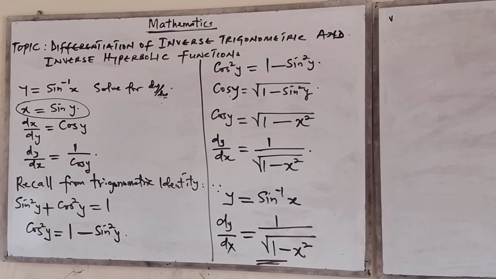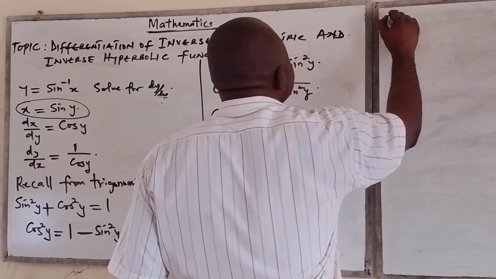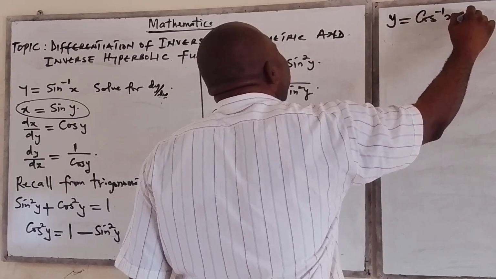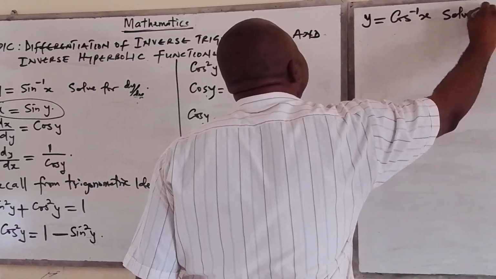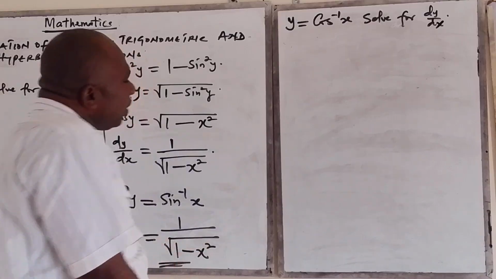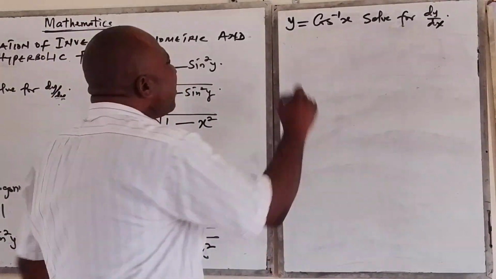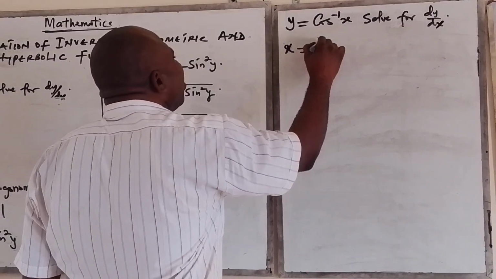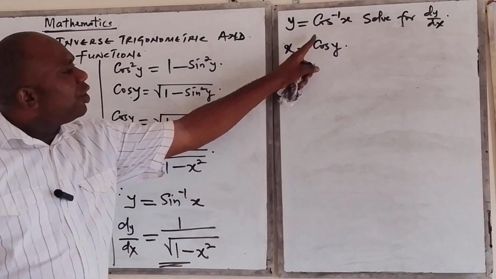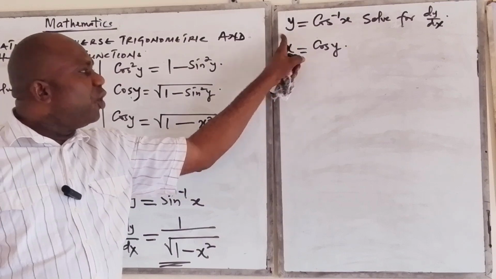Now, let's look at cos inverse of x. If y is equal to the cos inverse of x, and here we are asked to solve for dy/dx. Now, in this case, we have cos inverse of x. So the value of our x now will be equal to cos y.